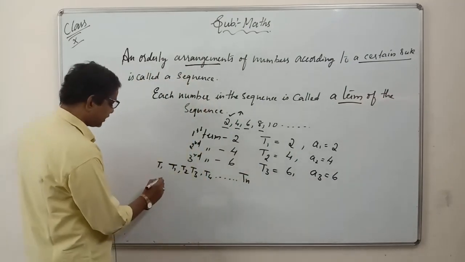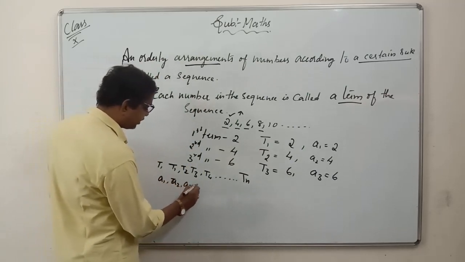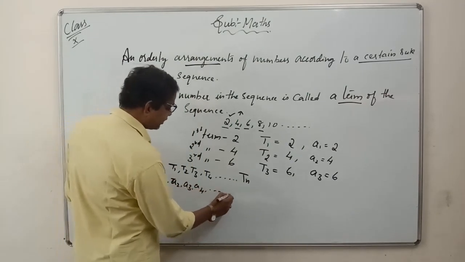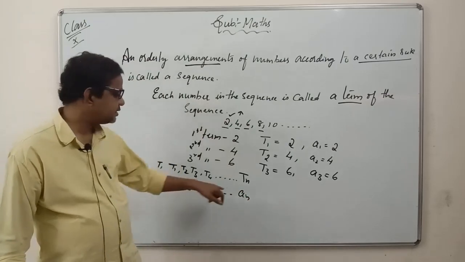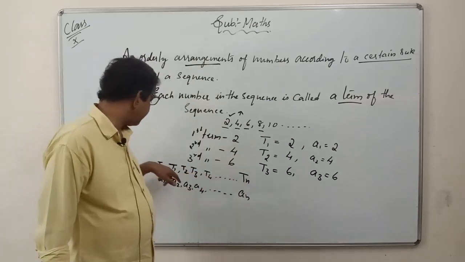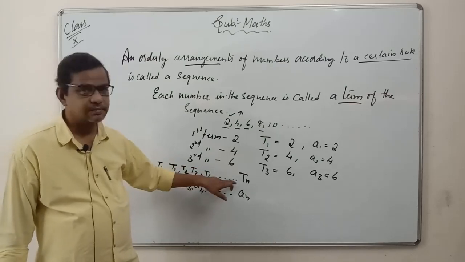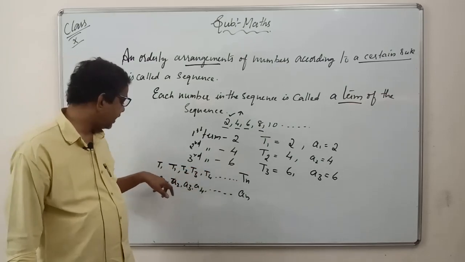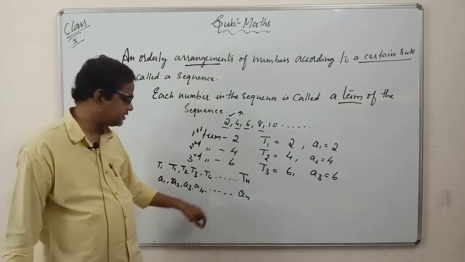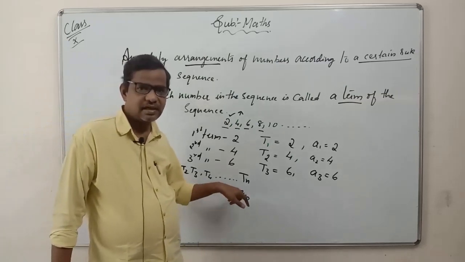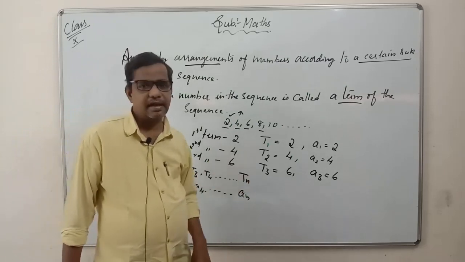Or if you want, you can go like this also. A1, A2, A3, A4, and the last is the nth term. N may be any number here. So the first term, second term, third term, fourth term, and the last term is represented by the nth term, that is Tn. And here we have A1, A2, A3, A4, it goes on, and the last term is the nth term. So this is the end of the terms here. We will start with the number and end with Tn or An.